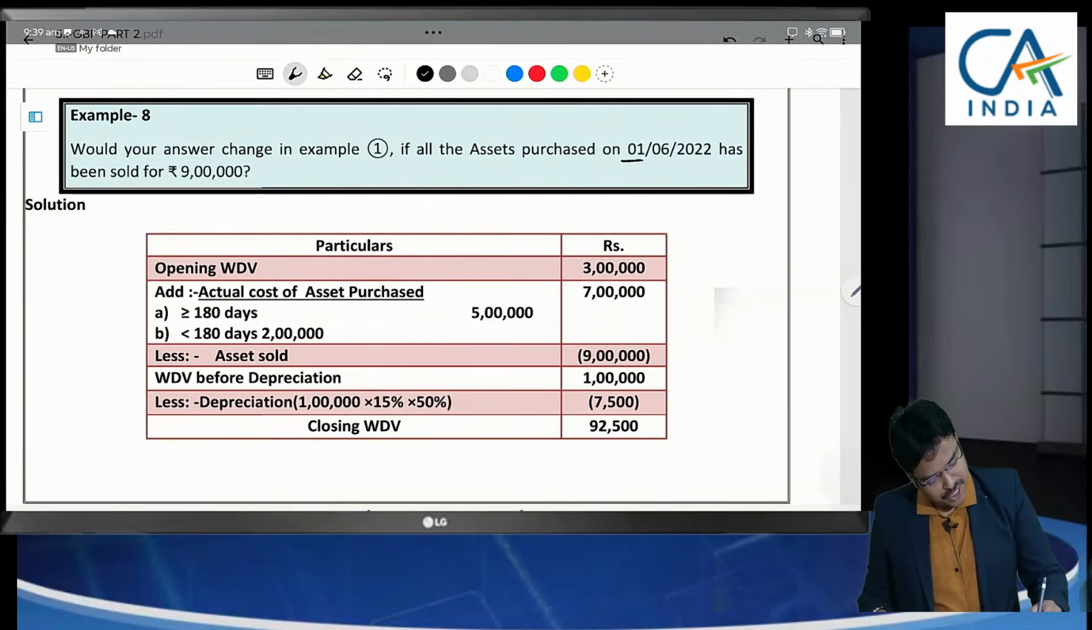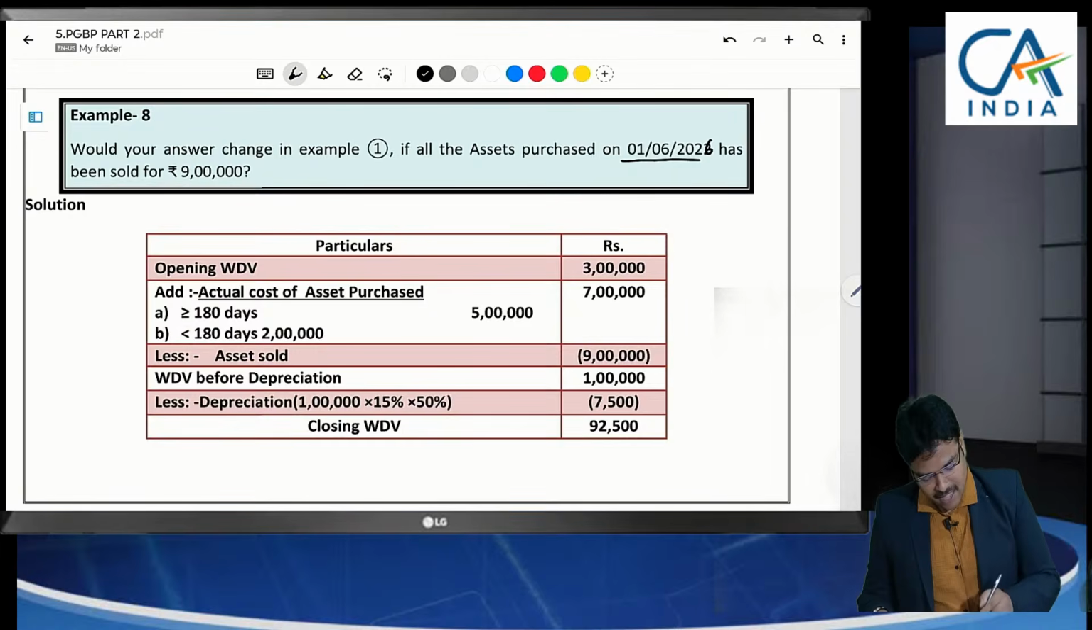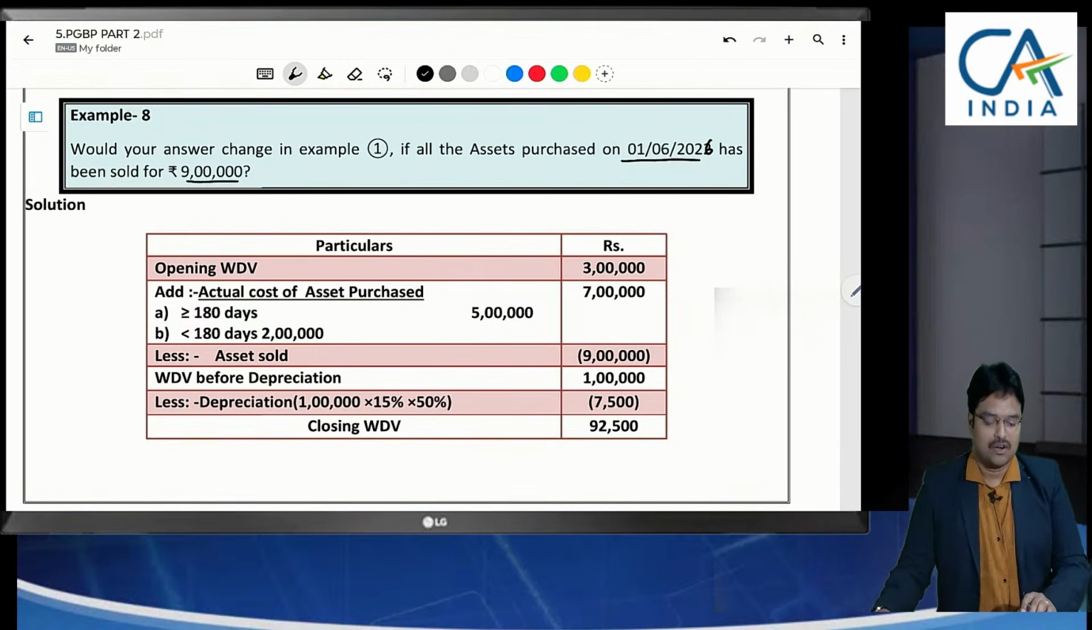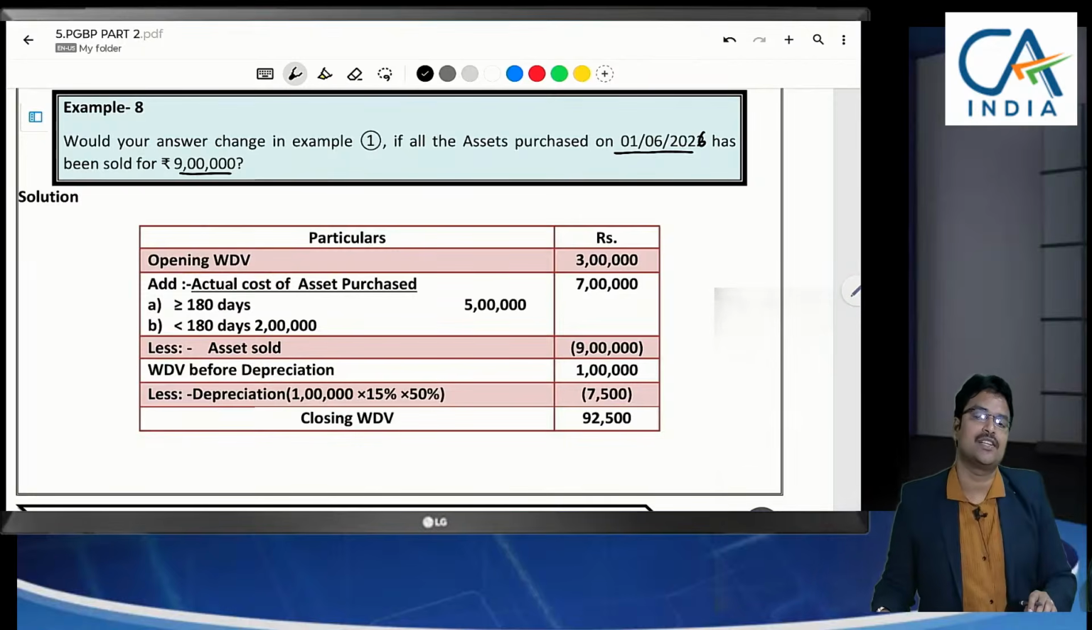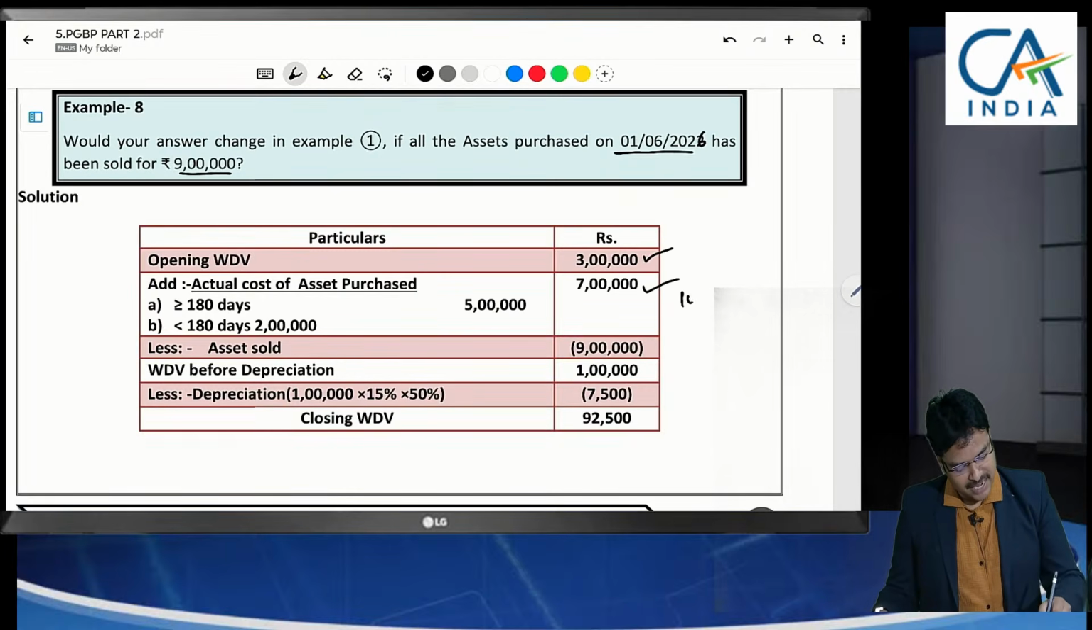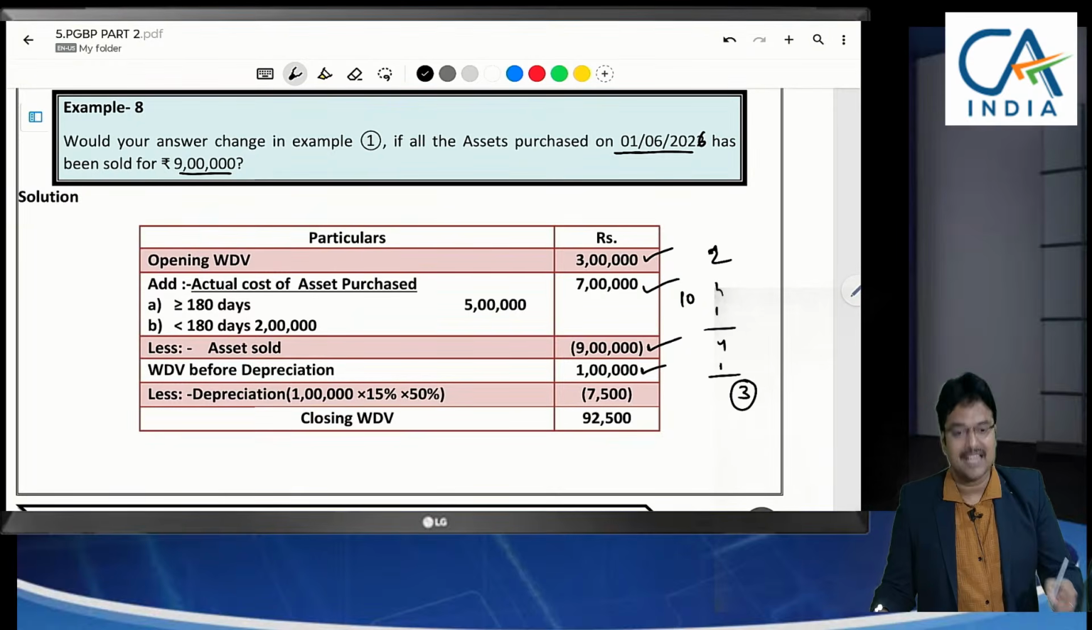If the asset purchased on 1/6/2026 has been sold for 9 lakhs. On 1/6/2026 whatever asset is purchased, if it was sold for 9 lakhs, then what happens? Let us see. Opening WDV 3 lakhs, 7 lakhs is the purchase, total is 10 lakhs. Now the new asset which was purchased on 1/6 has been sold for 9 lakhs. So now what is the block value? 1 lakh is there. Are there assets? Yes. Opening 2, 1, 1, total 4 assets were there, only 1 asset was sold. So 3 assets were still remaining, that value is 1 lakh.